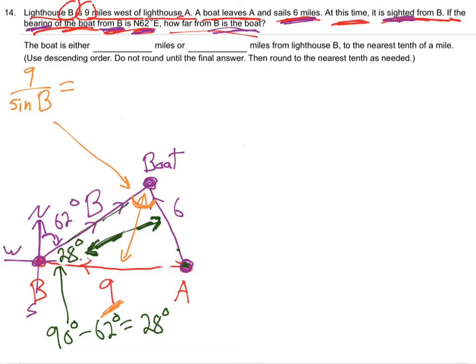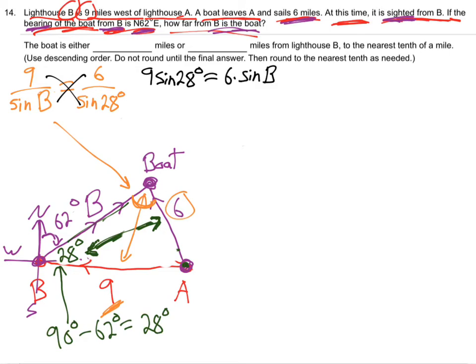Equals, right? The side over the sine of the angle across from it equals, and then we'll use the 6 over the sine of 28 degrees, the angle across from it. Okay, so there we only have one unknown. We can solve for B. Let's cross multiply. We get 9 sine 28 degrees is 6 times the sine of angle B, the boat angle. Solve for B, so first divide by 6. And we get the sine of B equals 9 times the sine of 28, make sure you're in degree mode, divided by 6.